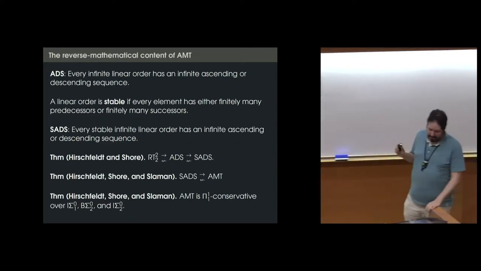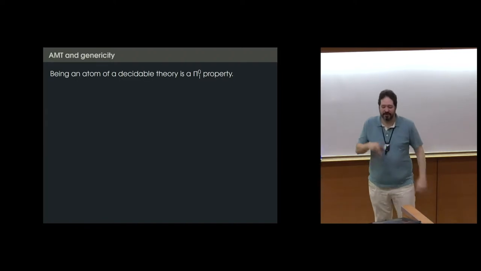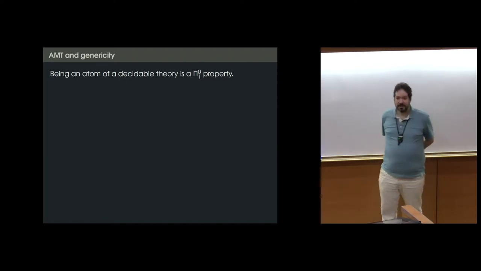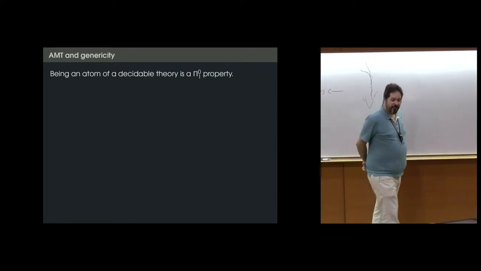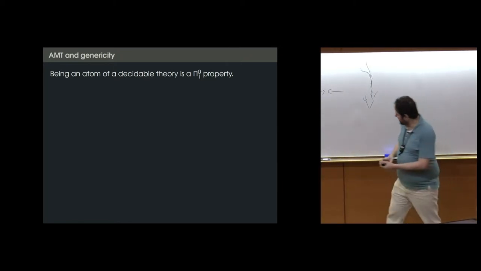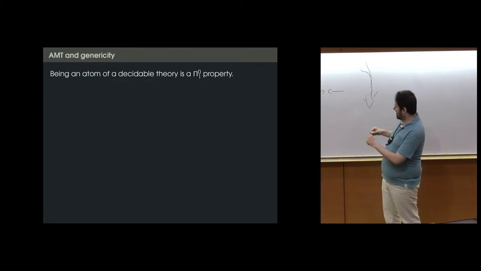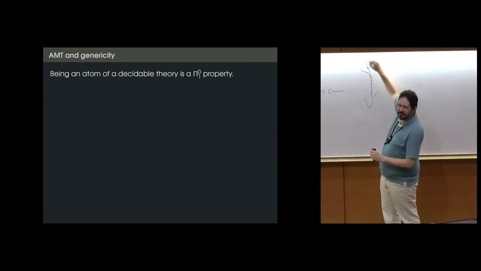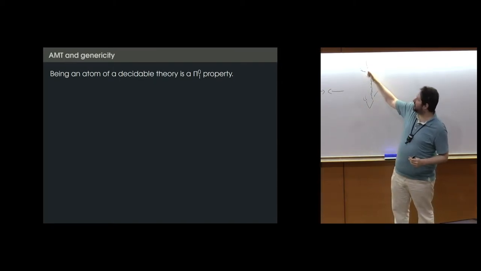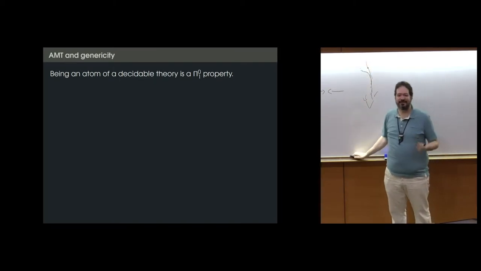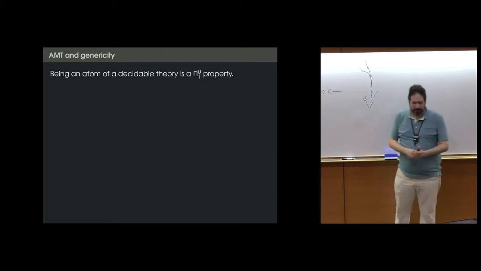Okay. Now, one more thing that I want to talk about before getting to some of these open questions is the connection between AMT and genericity notions. As I mentioned before, being an atom of a decidable theory, or being a node here that isolates a path, so that above it there's a single path, is a Π⁰₁ property. All you have to say is there are no splits above this node, so that's a for all, a Π⁰₁ property.